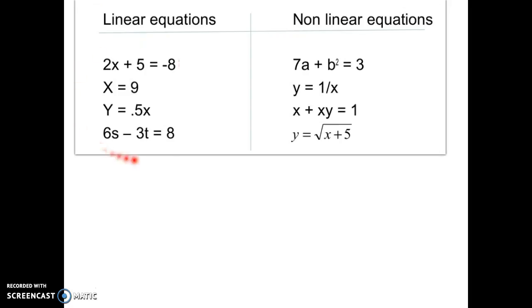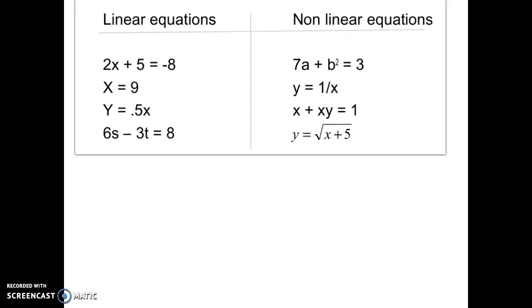We also don't have a variable in the denominator. So we don't have an x or a y in any of the denominators. So that would make it a linear equation. If there are variables in the denominator, it would make it nonlinear. We also don't have x's being multiplied by y's, or w's by z's, or s's by t's. If you multiply two variables together, it becomes a nonlinear equation.